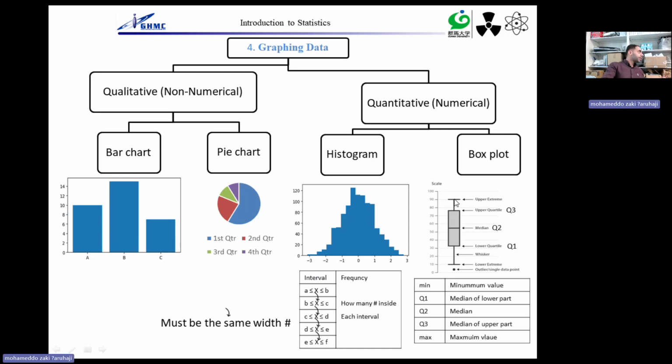I need first to find my median, my Q2. If I find my Q2, it's going to be somewhere here. Then I have my upper part, the higher part, and then I have my lower part. This line here is the median of my upper part. This value here is the median of my lower part.